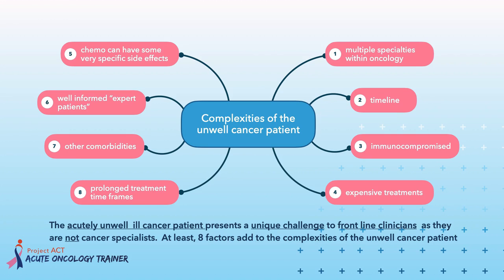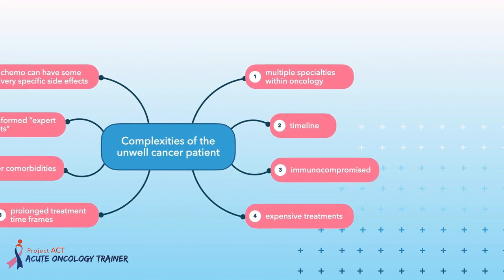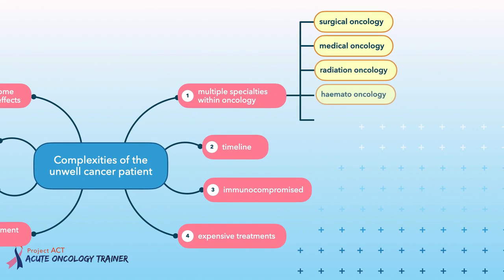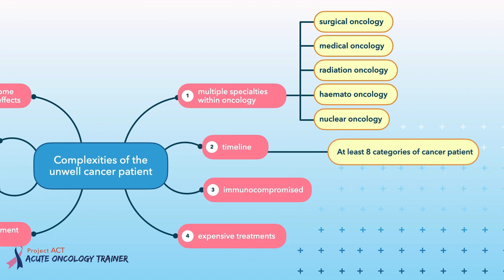Oncology is a complex speciality. There are at least 8 reasons why acute oncology cases can become complicated. Let's look at them in more detail. Oncology has multiple specialities within it. Medical oncologists administer chemotherapy, surgical oncologists perform surgeries, radiation oncologists organize radiotherapy, and hemato-oncologists treat blood cancers and perform bone marrow transplants. A patient can be under the care of one or more of these specialists at any given time.